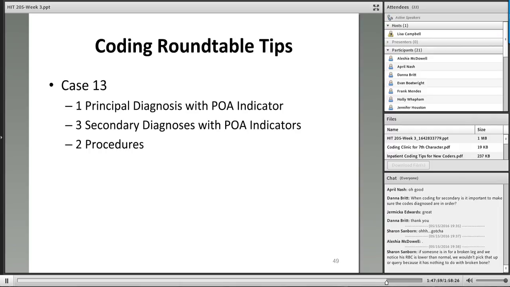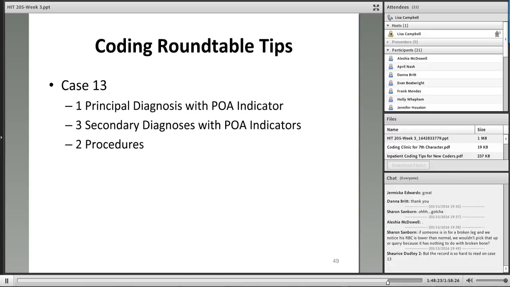Okay, case 13. Here we got some procedures finally. Yay, you get to use your PCS coding skills. Okay, so this person, was this a lady or a man? I can't remember. This is the chart that's got all that handwritten documentation. Well, no, not all of it's handwritten. Some of it's typed.